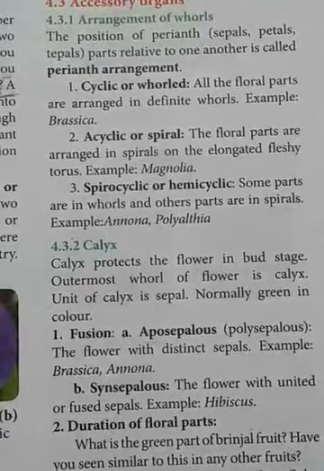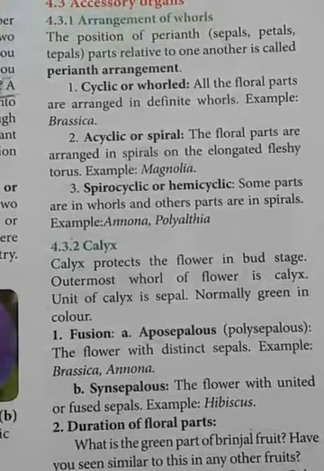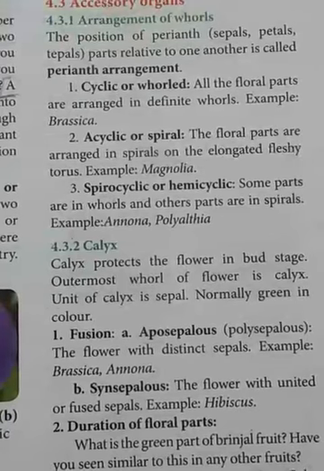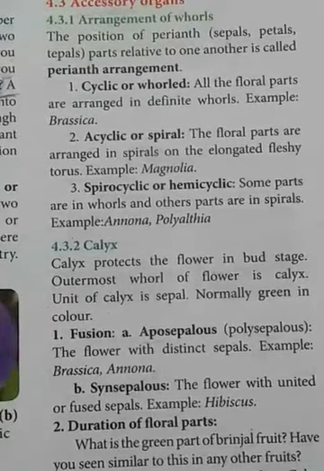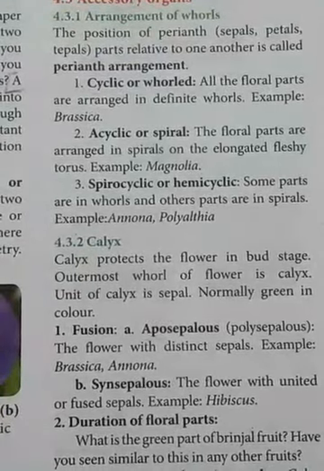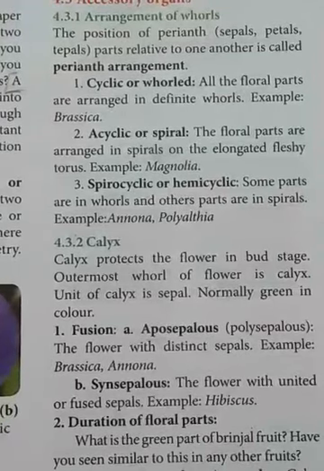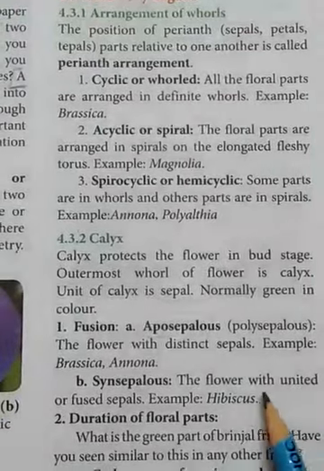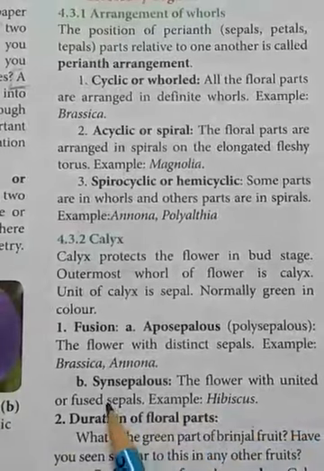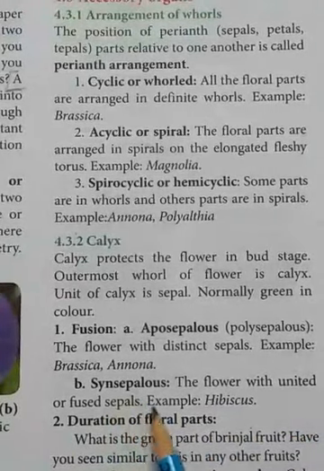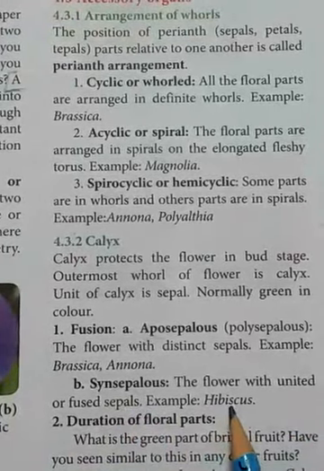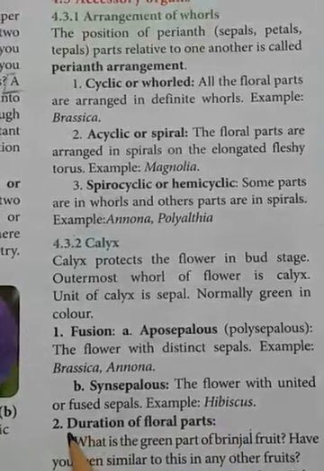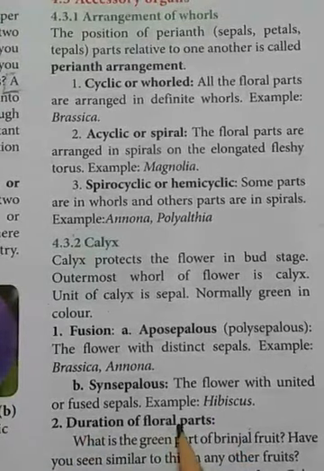They are classified into two types, aposepalous or syncepalous. When all the sepals are free from each other, then we call it aposepalous, or the other term for aposepalous is polysepalous. If these sepals are fused together, they are united, then we call it syncepalous. This you can find in the case of the hibiscus. Next, duration of the calyx.